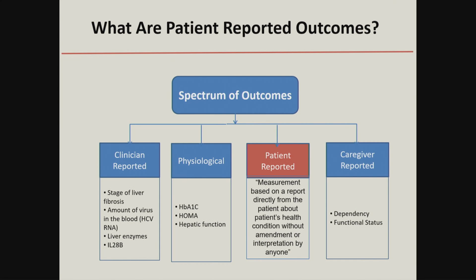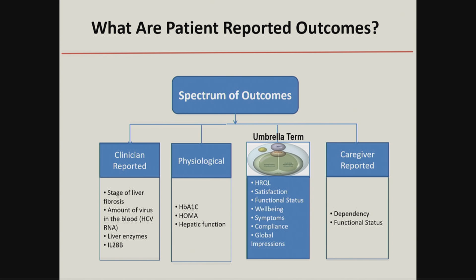So let me first define what patient-reported outcomes are. Patient-reported outcomes are part of the spectrum of outcomes that include clinician-reported outcome, physiologic outcome, and those that are reported by caregivers. The clinician-reported outcomes are those things such as hepatitis C RNA that's reported on a blood test by a lab. Physiologic outcomes are those that are really physiologic, such as a hemoglobin A1C. And then, of course, patient-reported outcomes are really defined as measurements that are based on a report that directly comes from the patient without any changes or amendment or interpretation by anyone else.